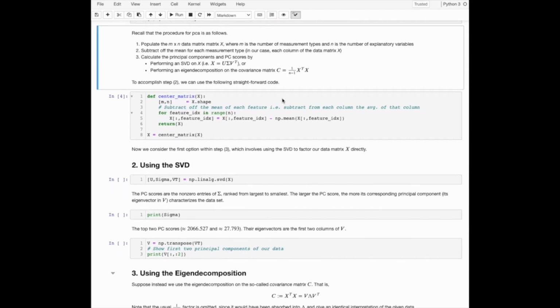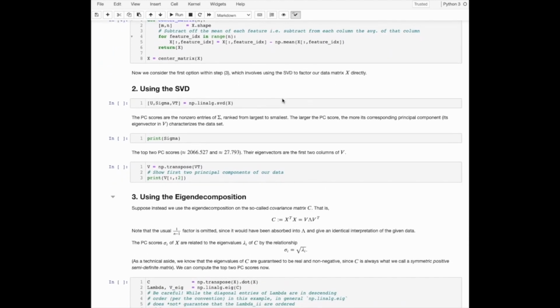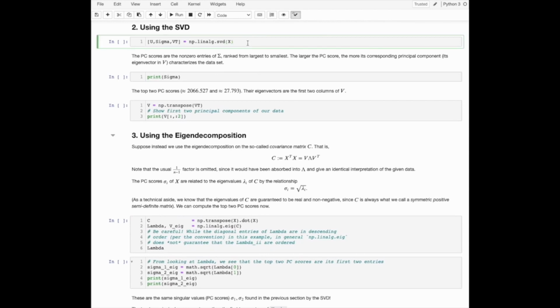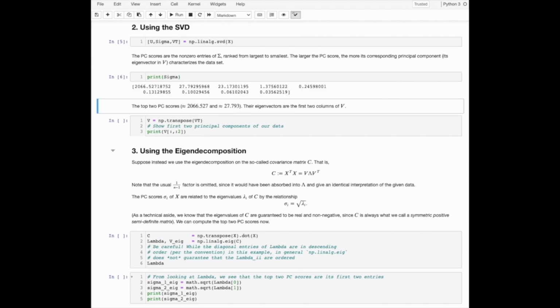So first, let's use the SVD. The PC scores are going to correspond to the non-zero entries of sigma, ranked from largest to smallest. The larger the PC score, the more its corresponding principal component characterizes the dataset. So here we can look at the top 2 PC scores, for example. We can see that the first one is very big, around 2067, and the second one is about 28. And these 2 PC scores correspond to the first 2 columns of V. These are our principal components, and we will interpret them later.